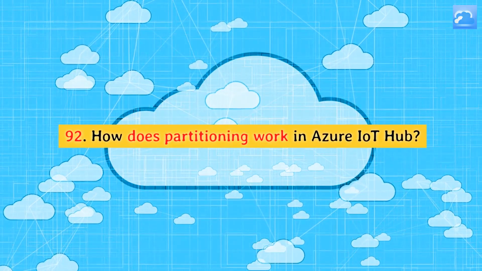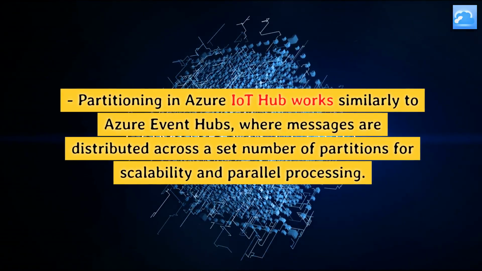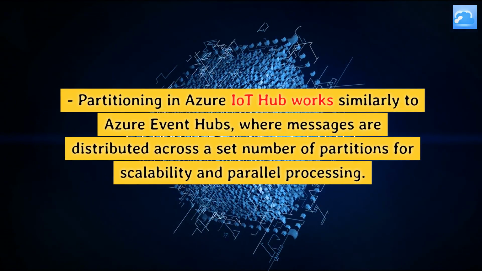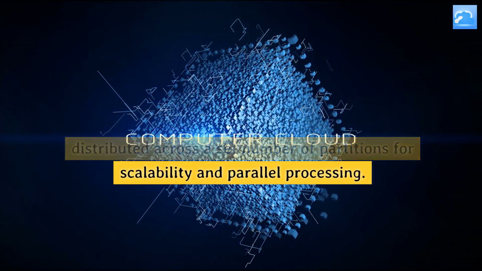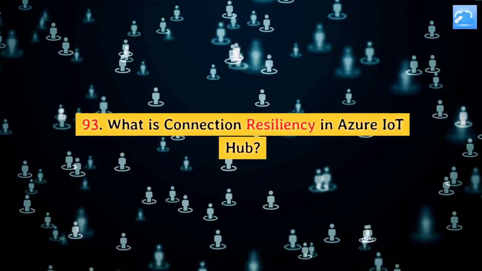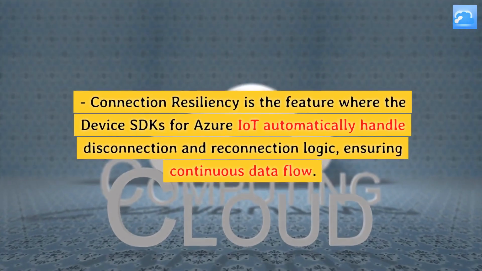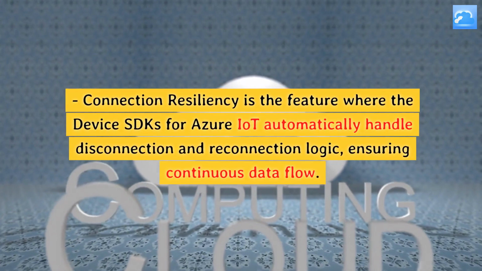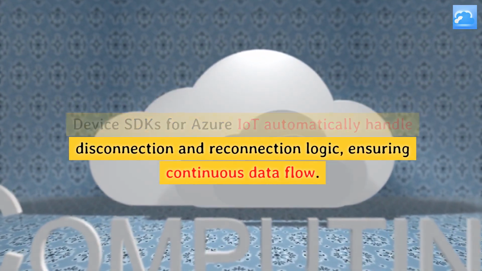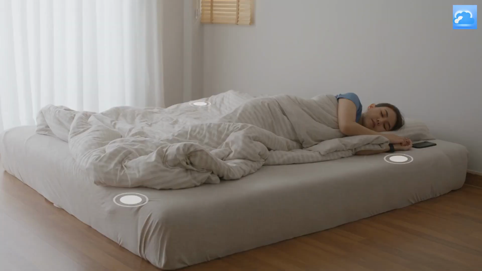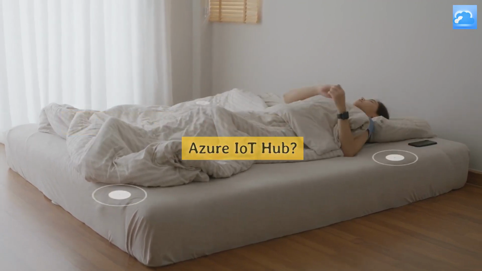92. How does partitioning work in Azure IoT Hub? Partitioning in Azure IoT Hub works similarly to Azure Event Hubs, where messages are distributed across a set number of partitions for scalability and parallel processing. 93. What is connection resiliency in Azure IoT Hub? Connection resiliency is the feature where the device SDKs for Azure IoT automatically handle disconnection and reconnection logic, ensuring continuous data flow.